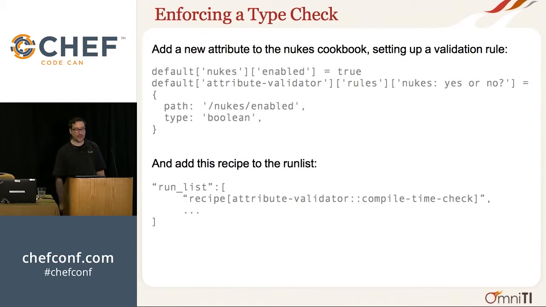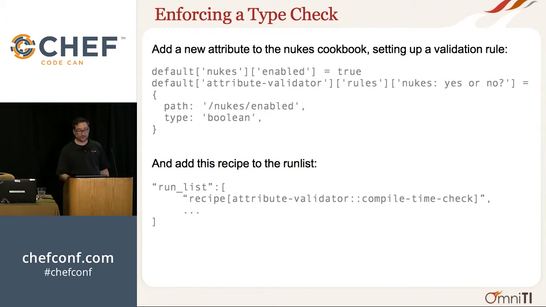All right, so add a new attribute to the nukes cookbook, setting up a validation rule. So I'm adding a validation rule, and it is itself an attribute. Attribute validator is the name of the cookbook. I've namespaced my attributes under there like a good little boy. Under that is rules. That's where all the rules live. The next bit is nukes yes or no, and that is a string that is used as a message in any sort of errors that occur from trying to run this validation.